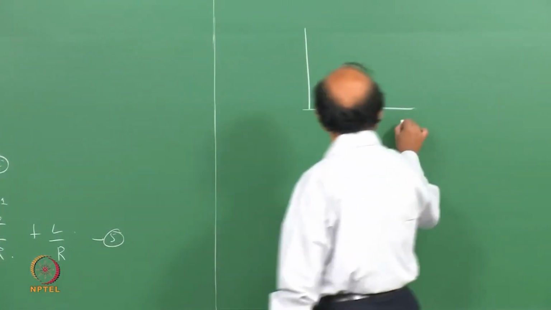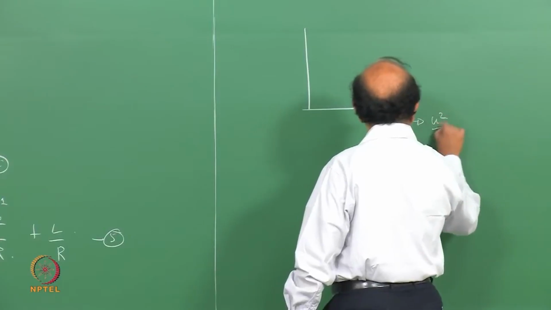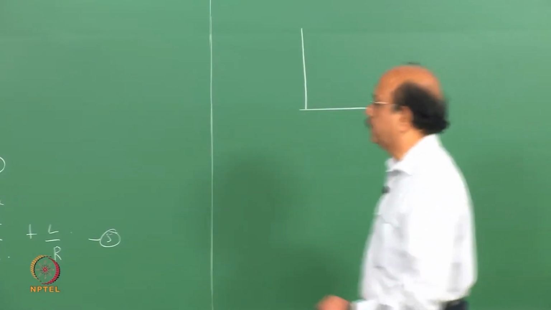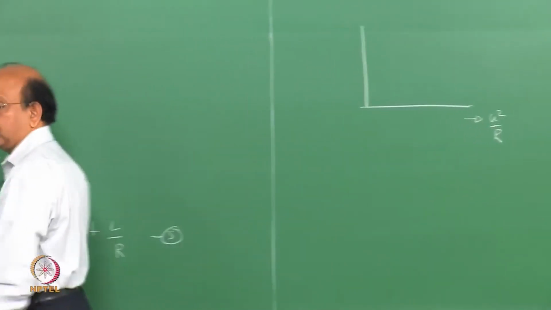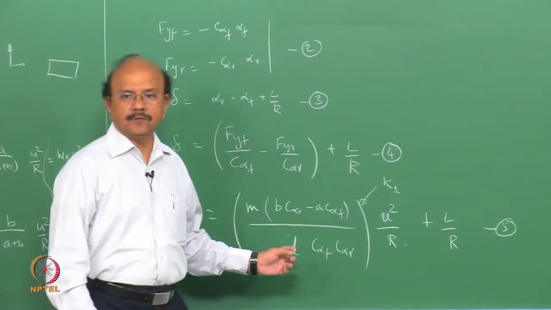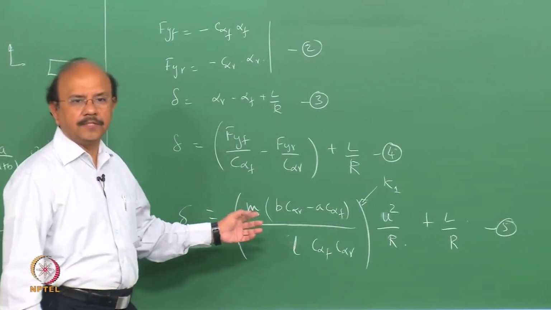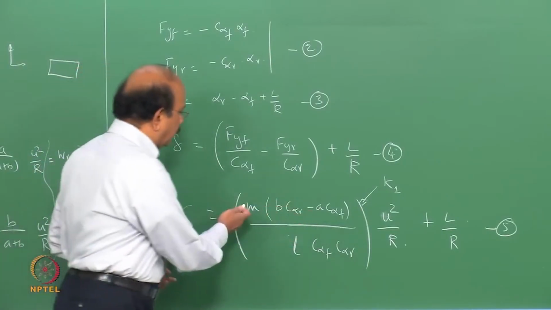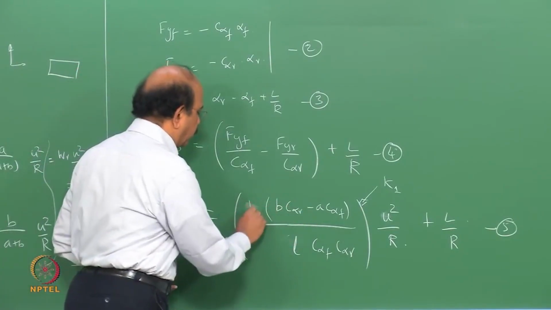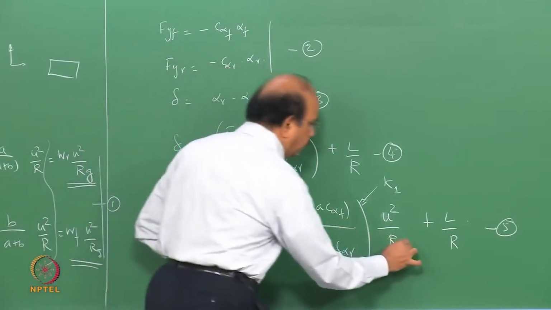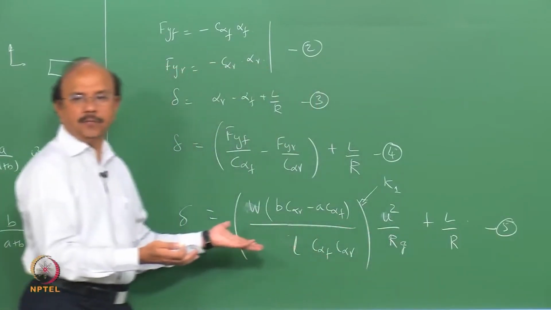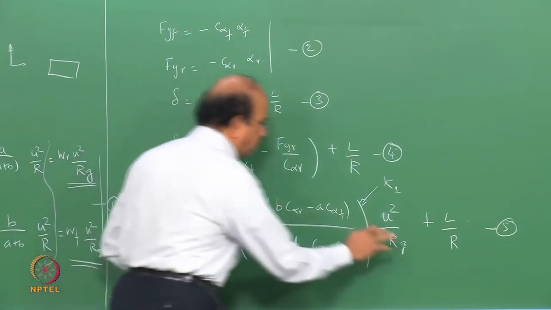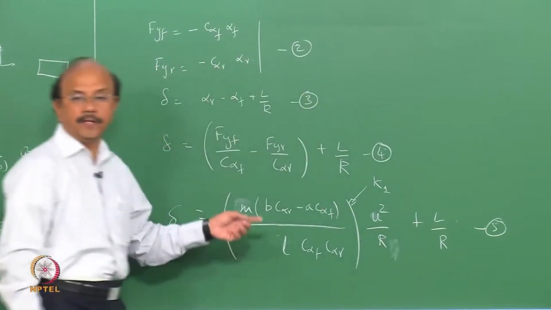Let's say that I am plotting U squared by R. Don't be surprised if they say that understeer gradient is expressed in terms of per g value. In other words, instead of m, you can put a W by g. That's also possible. People call this K2. Let's not worry about that right now. I just want to point out that it's possible to write that as well.